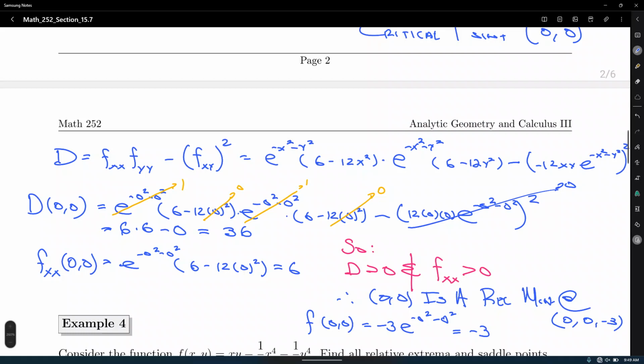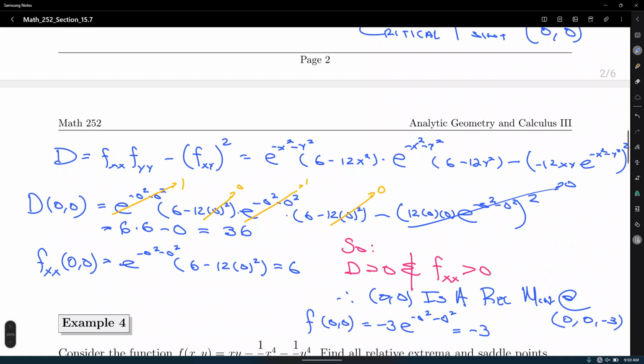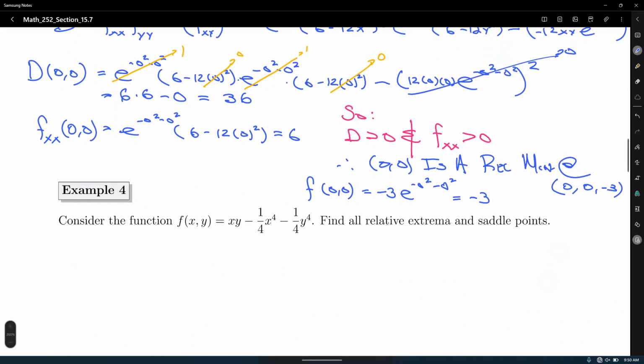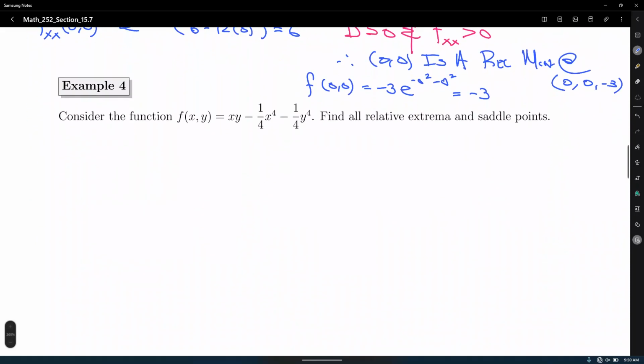So that's another example where we find maxes and mins. Let's do another one. I think it's going to be perfect timing for the next example, and then we call it. Example number 4. Consider the function f of x, y equals xy minus x to the fourth minus y to the fourth. Find all relative extrema and saddle points, whatever is applicable here.